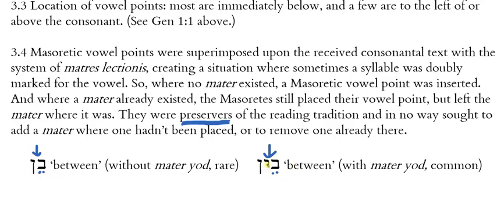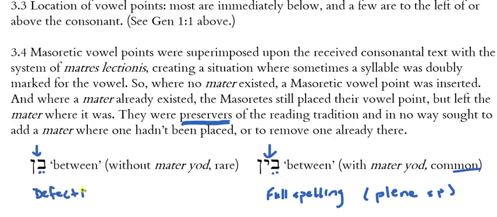When the mater is visible, along with the Masoretic vowel, this is often described as the full spelling, and in Latin, it's often described as plene spelling. Plene, full. When the mater, which normally would have been here in almost every instance, was added, the Masoretes then just put the sere vowel here. So that's the more common way to write it. But when it is omitted, but normally supposed to be there, this is described as the defective spelling.